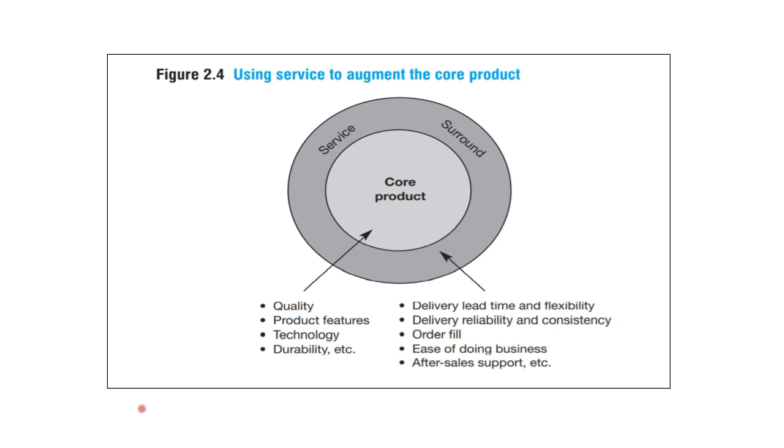So next one is using service to augment the core product. So as you can see in the figure, there is what we call core product. At si core product, ito yung tinatawag natin na basic product. So si basic product, ito yung galing sa factory. But the outer halo or yung nasa labas na circle, ito yung tinatawag natin na added value. When we say added value, ito yung aside from sa product na binili mo, meron pang mga additional services na makukuha.